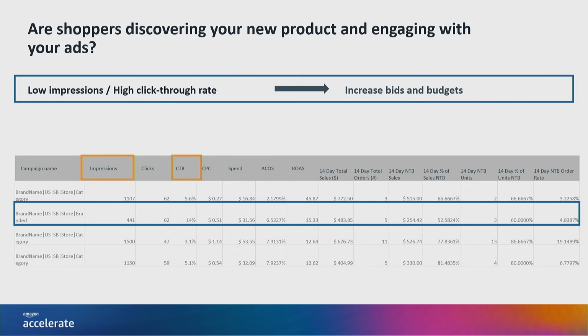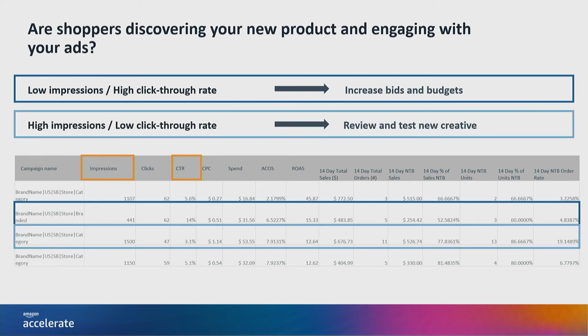If your campaign has few impressions but a high click-through rate, consider increasing your bids and budgets for the opportunity to win more impressions. And if you're seeing high impressions but a low click-through rate, take another look at your main product image, title, and price. You can also test new creative elements for your sponsored brands ad. So again, the 2 columns that we recommend you look at here is the number of impressions you're receiving and then how many clicks you're receiving as well. And then from there, you can make adjustments to your campaigns.